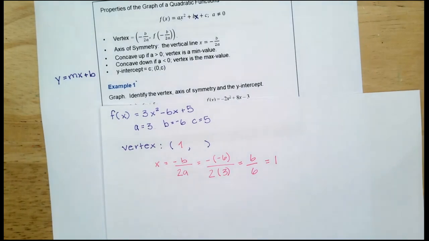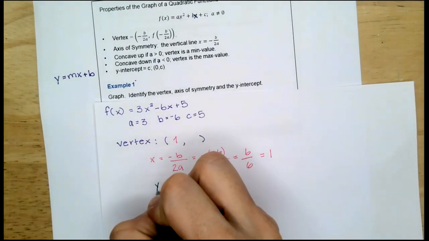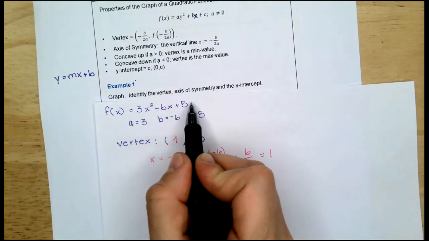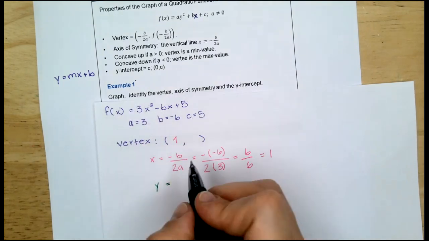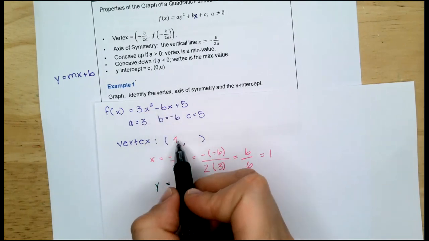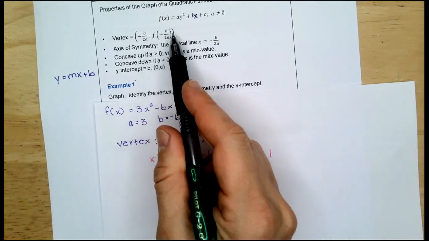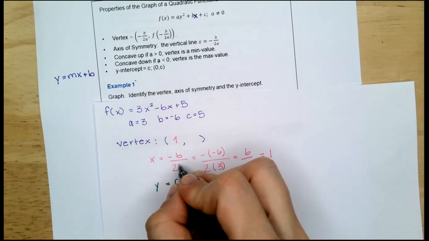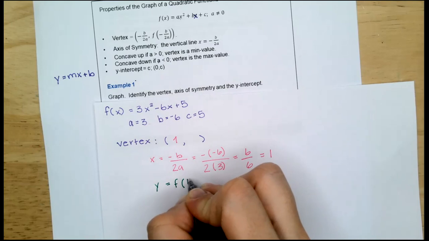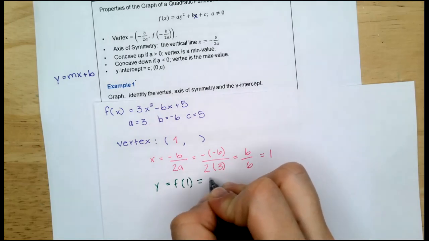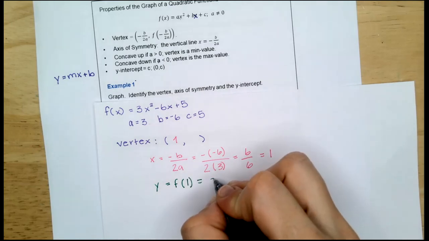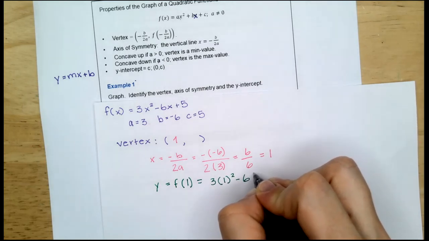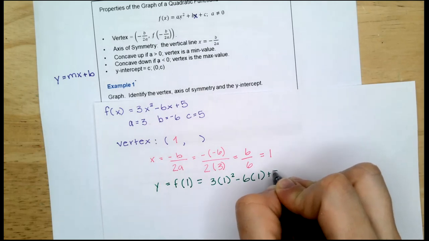What is my y value going to be? My y value is going to be 3x squared minus 6x plus 5, or my original function, but instead of x, I'm putting in a 1. F of negative b over 2a. F of negative b over 2a we decided was 1. 3 times 1 squared minus 6 times 1 plus 5. It's kind of an easy one.